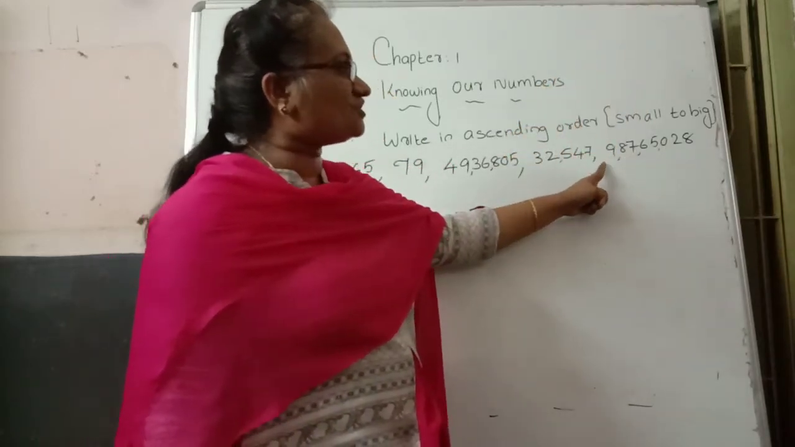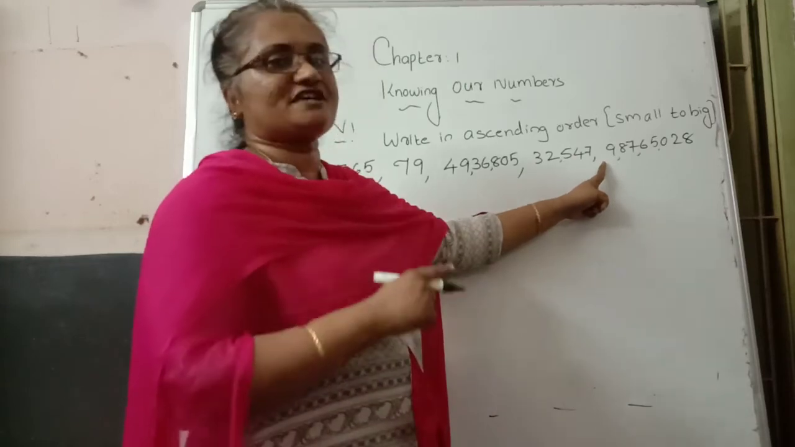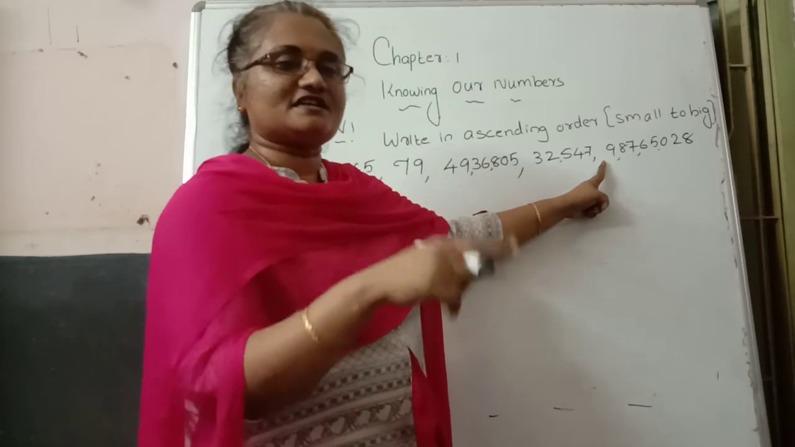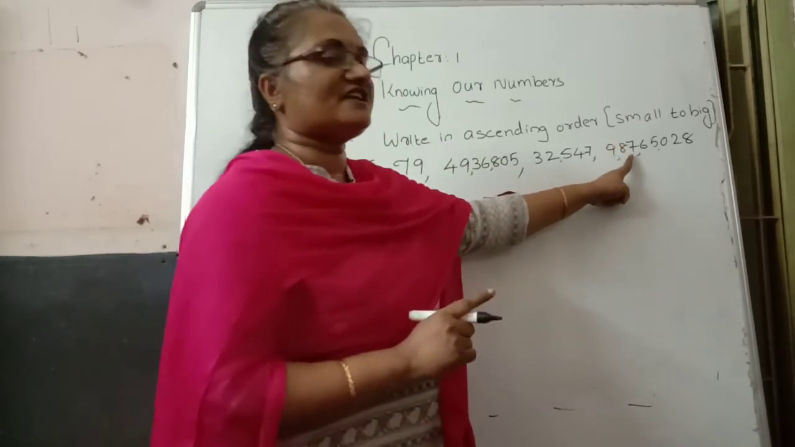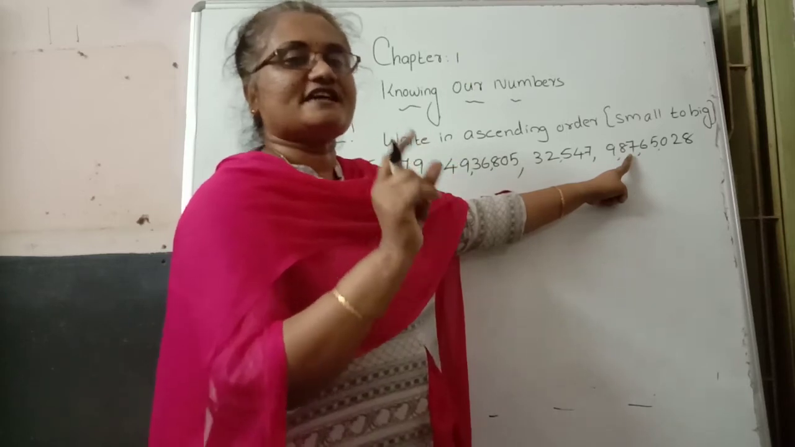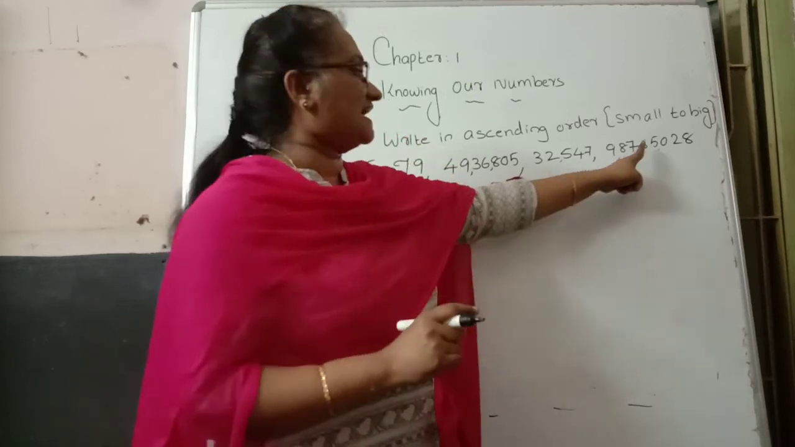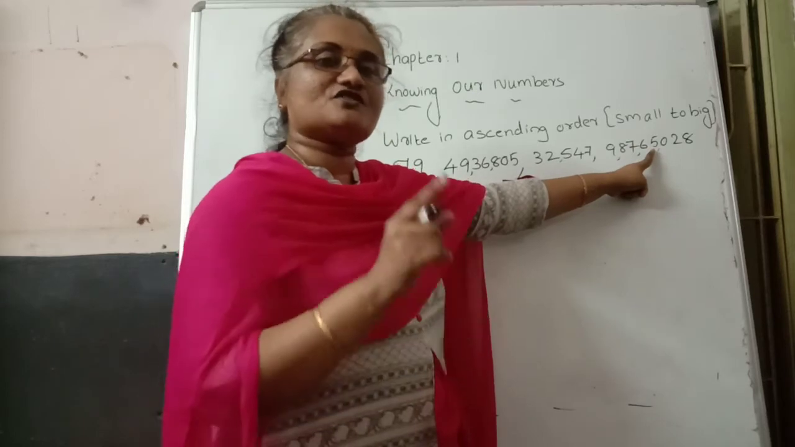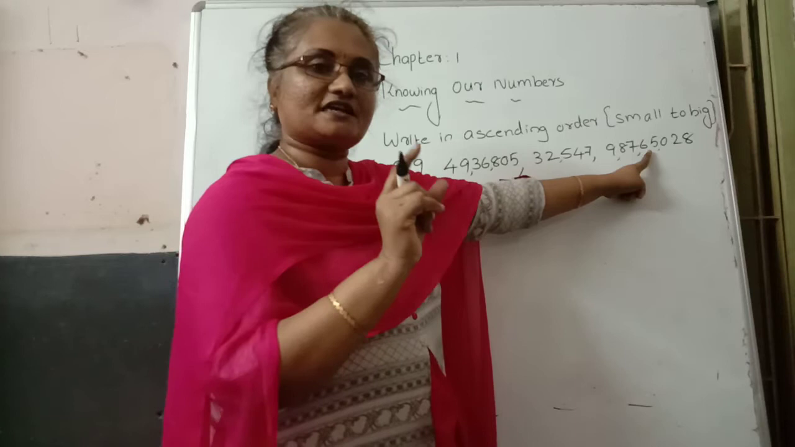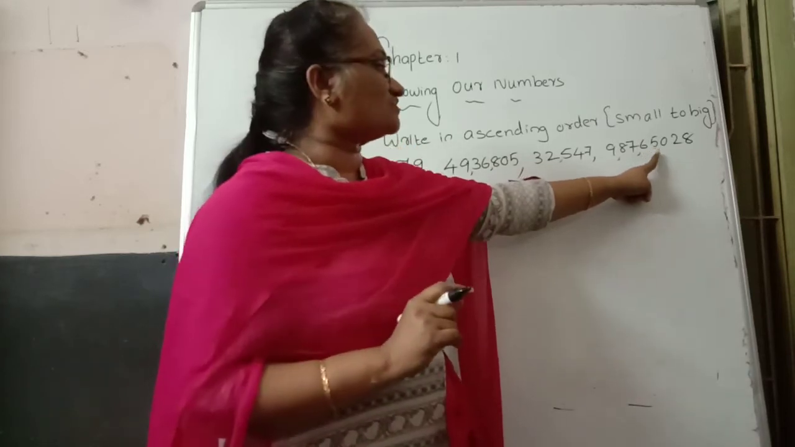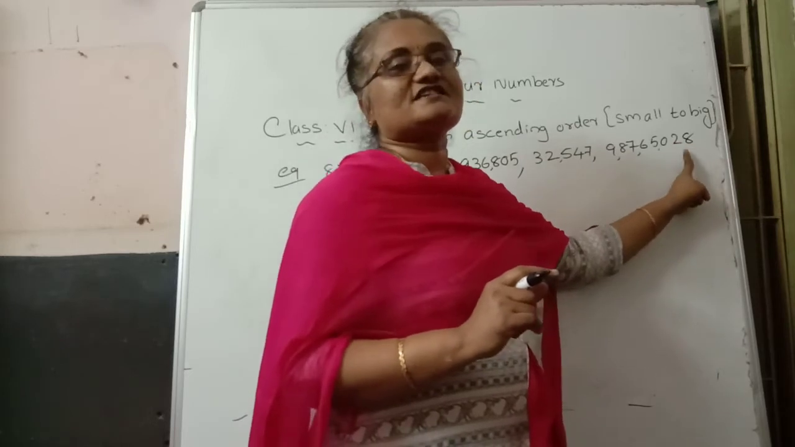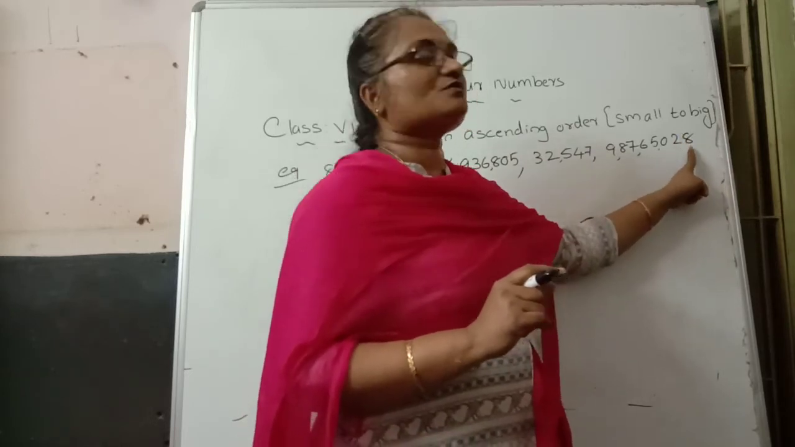So 9 is in which place? Crore place. 9 is in the crore place, so we read it as 9 crore. 8 and 7 are in the lakh place, so we take 8 and 7 together and read it as 87 lakh. 6 and 5 are in which place? 1000 group. That's why we read it as 65,000. Here the 100 place is 0 only, and 2 and 8 are in the tens and ones place, read as 28.